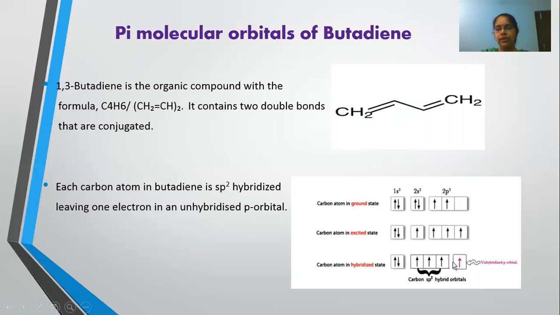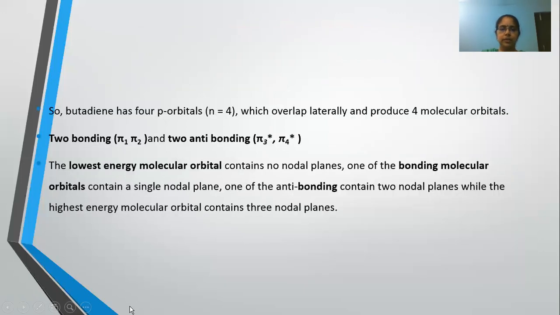Now there is 1 electron in the pz orbital left over, which is not involved in hybridization. There is 1 electron in the p orbital of the carbon atom, which is not involved in hybridization. This is the unhybridized p orbital. So as there are 4 carbon atoms in butadiene, each carbon atom contains 1 electron left over in the unhybridized p orbital. So in total, there will be 4 p orbitals, or 4 electrons in 4 p orbitals, which overlap laterally and produce 4 molecular orbitals.